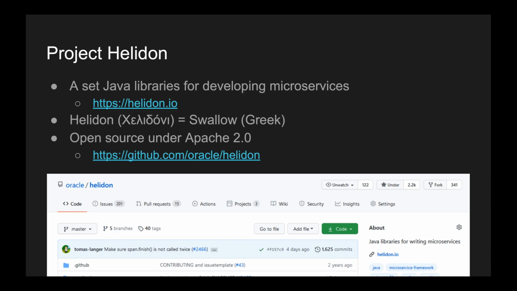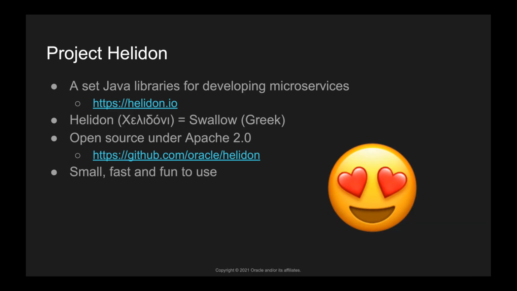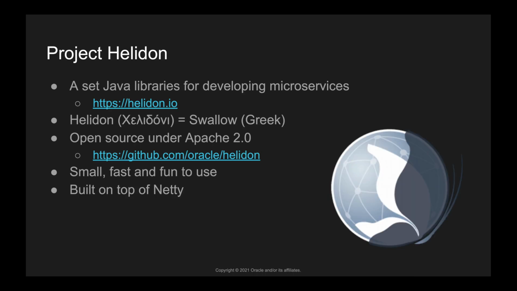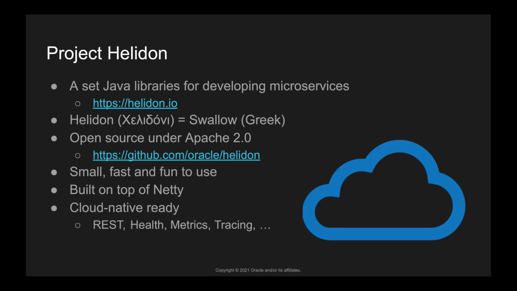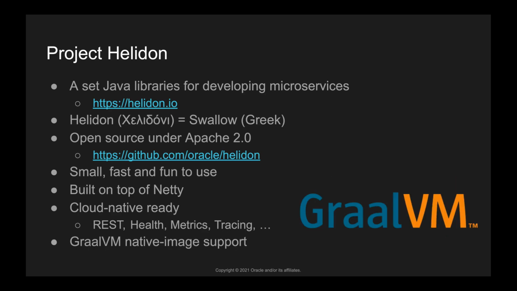The best part is the Apache 2.0 license, so it's open source, and you're able to not only take a look at the code, but you can actually contribute, and you're very welcome to do this. Small footprint and fun to use, because we are built on top of Netty, just several layers above Netty, to allow you to use microservices in what we call a cloud native ready environment. That means that out of the box we support REST, health, metrics, tracing, etc. All of these services are available to you out of the box.